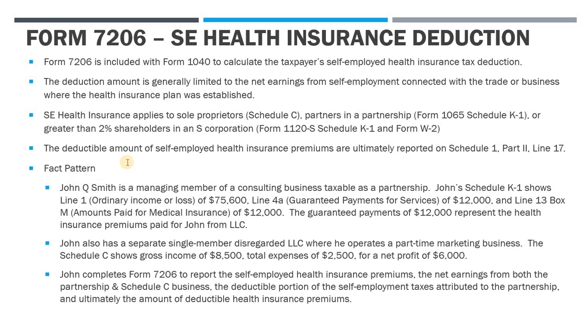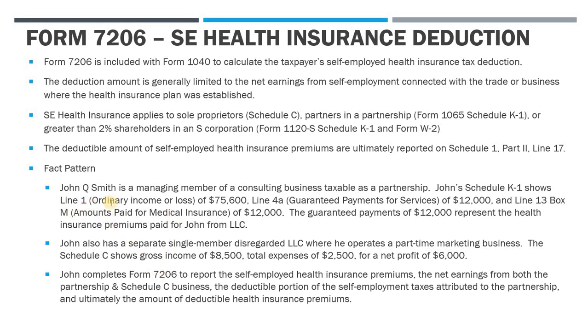Now, the deductible amount of your self-employed health insurance premiums is ultimately going to go on Schedule 1, but we have to complete the 7206 first to figure out what gets reported on Schedule 1, Part 2, line 17. All right, so let's have a look at the fact pattern, and then we'll start getting into the return.